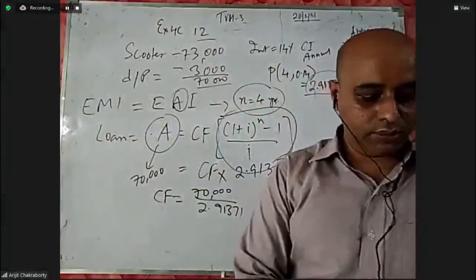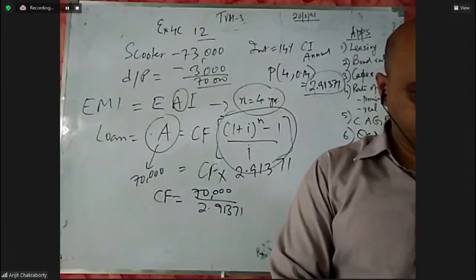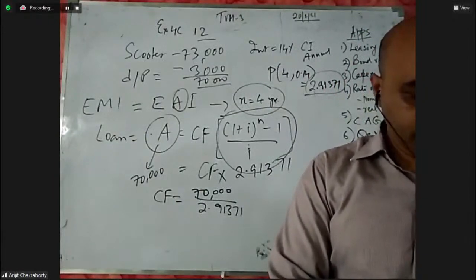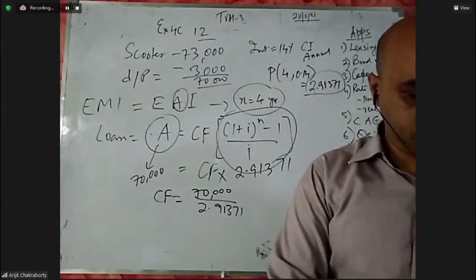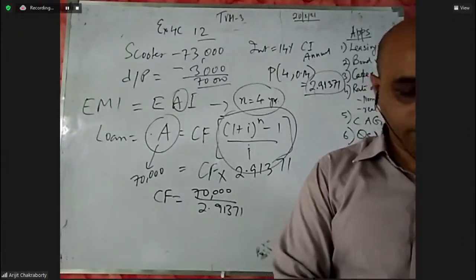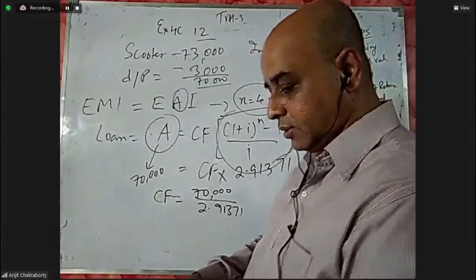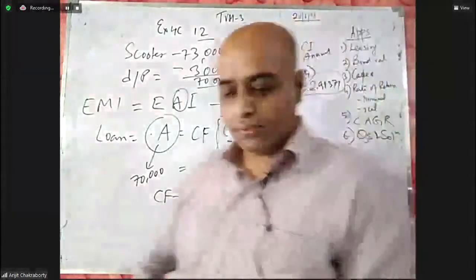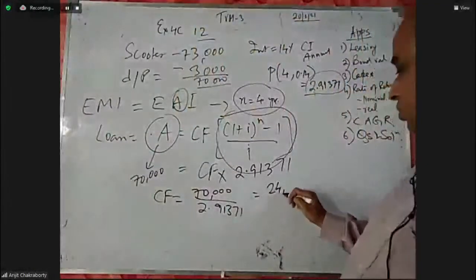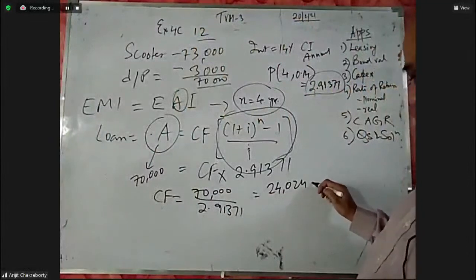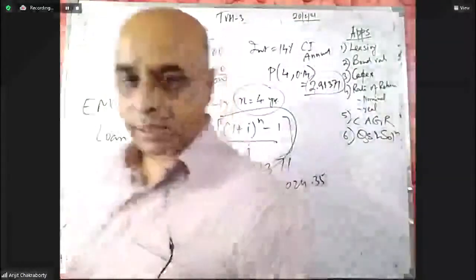Let me just work it out and see what we are getting. 70,000 divided by 2.91371. I'm getting 24,024.35. And I guess this is the right answer.